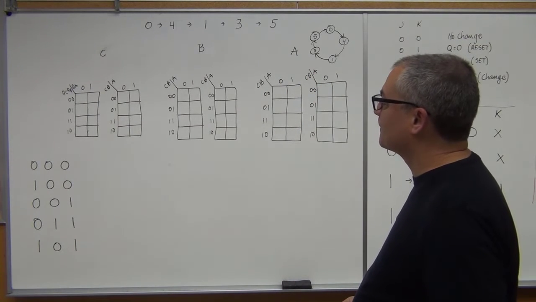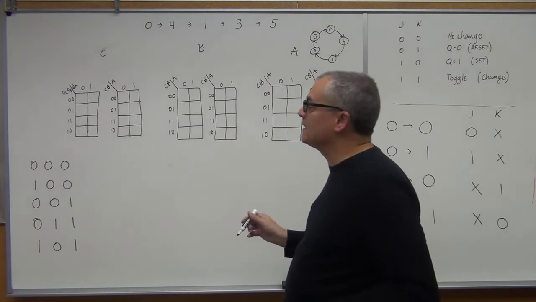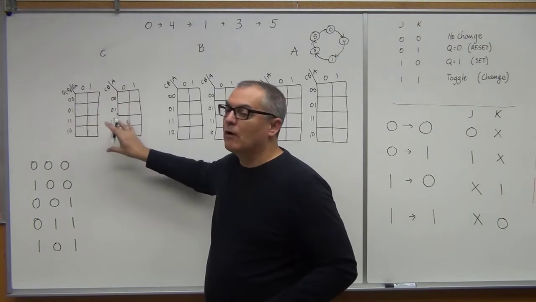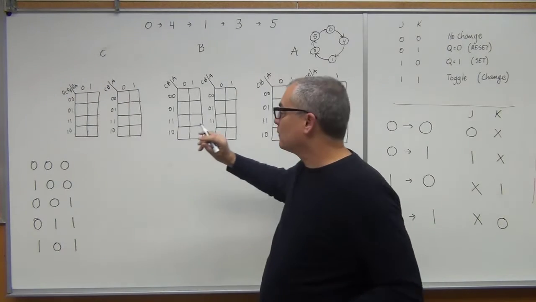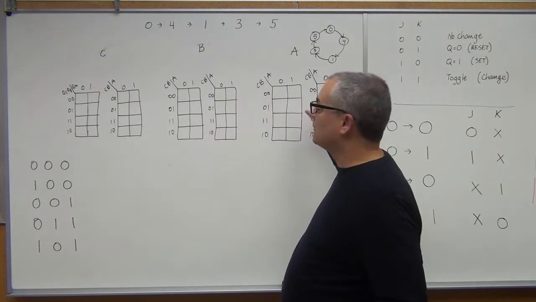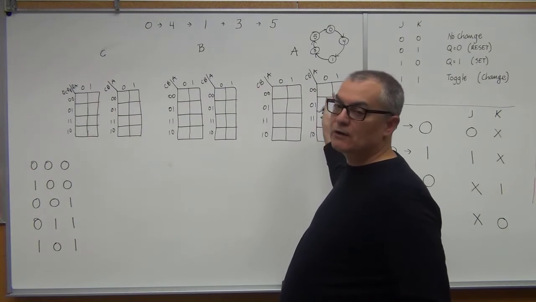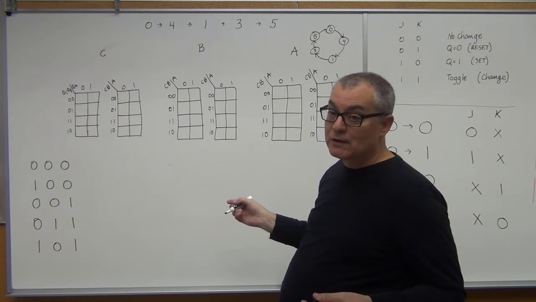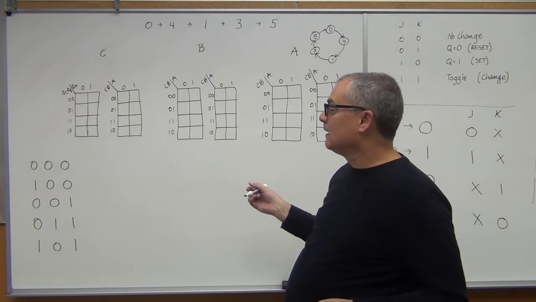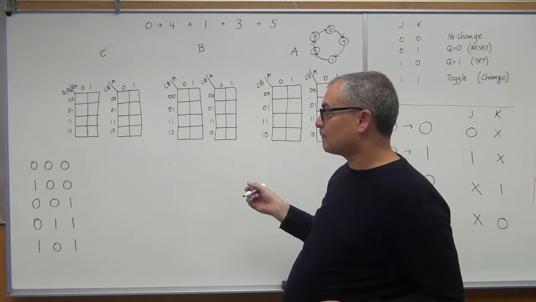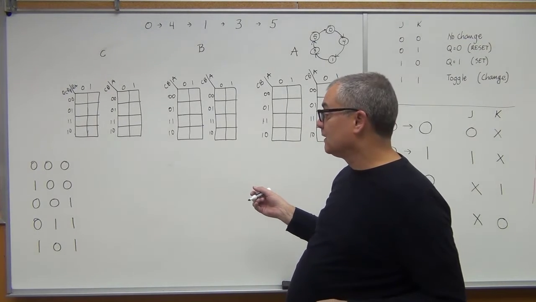So, where do we start? You can do this 2 ways. You can fill out all of the C Karnaugh map, and then go to all of the B, and then do all of the A. Or you can do each individual state all the way across. Doesn't really matter how you do it. That's probably the way I'm going to do it. But again, it doesn't matter how you do it.